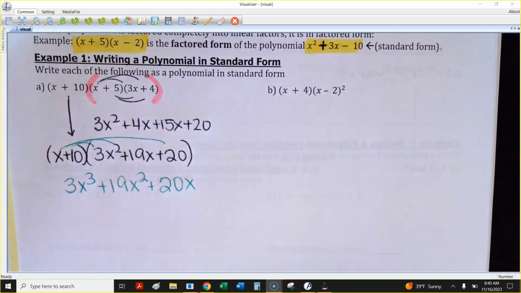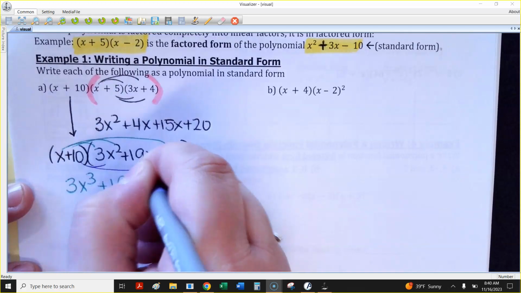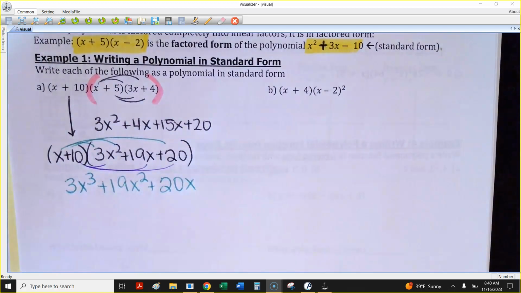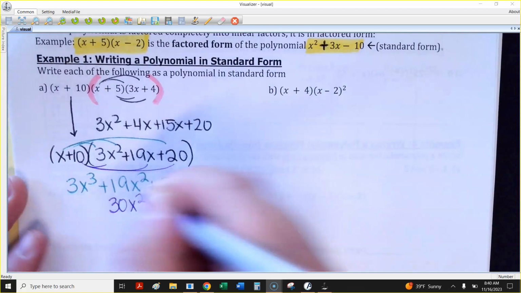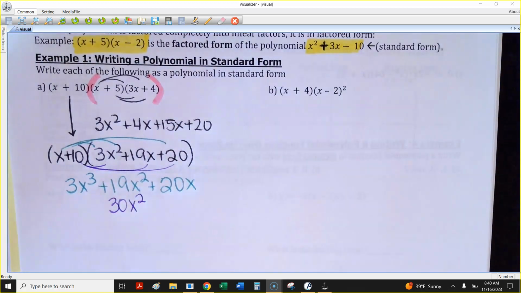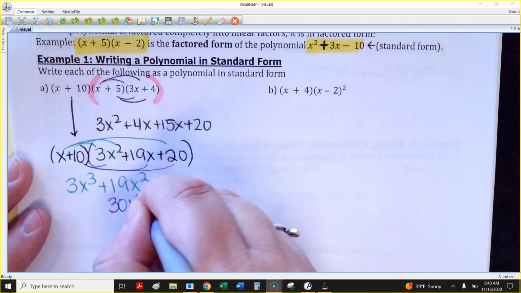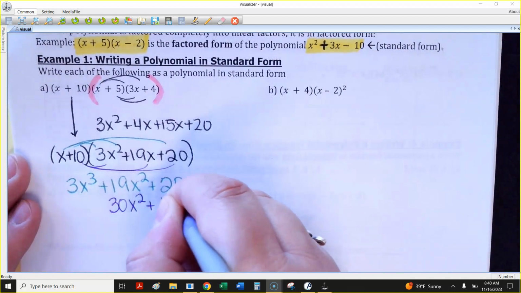Okay, now I got to also multiply everybody in there by 10. And if you remember from yesterday, I just kind of try to line up the like terms when I do this. So if I do 10 times 3x squared, I'm going to get 30x squared, and I just line that up underneath the other x squared term. If I do 10 times 19, some of these will be bigger numbers, so this would be 190x.